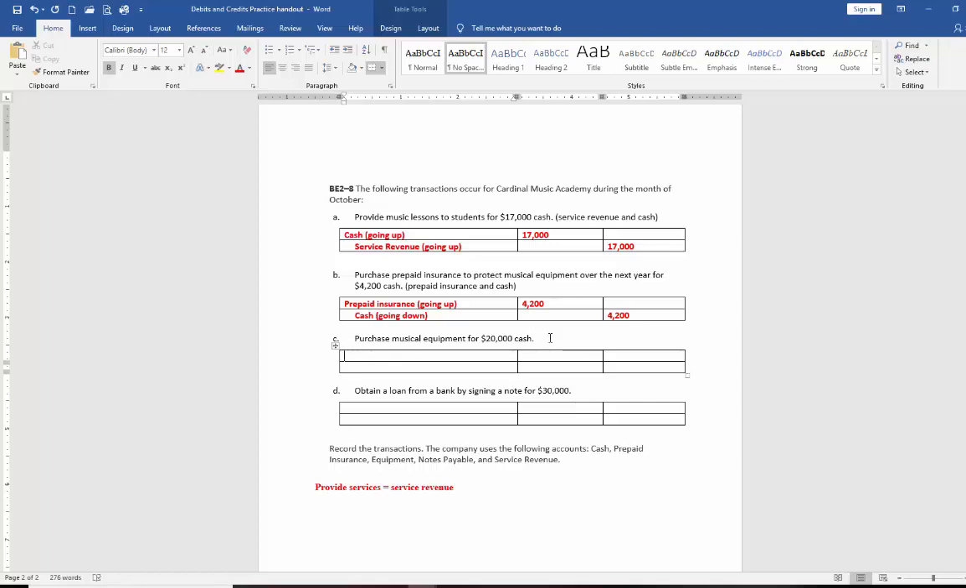Okay, so purchase musical equipment for $20,000 cash. Let's look down here. What are our accounts we're going to use? Our equipment and cash. Again, one asset going up, one asset going down. Our equipment is going up, $20,000. And our cash, because we bought the equipment, is going down.